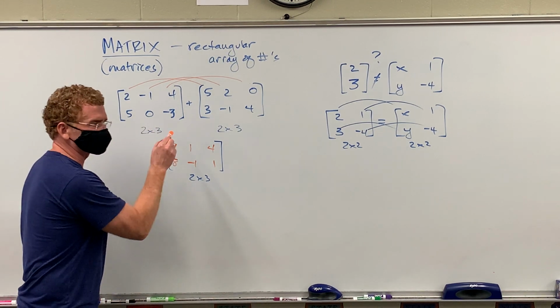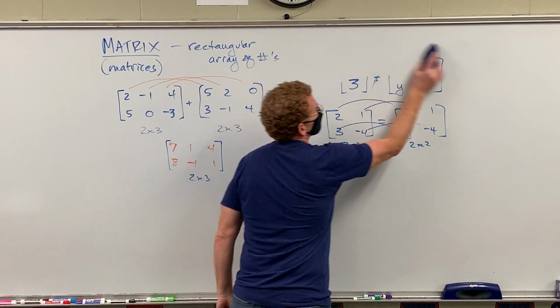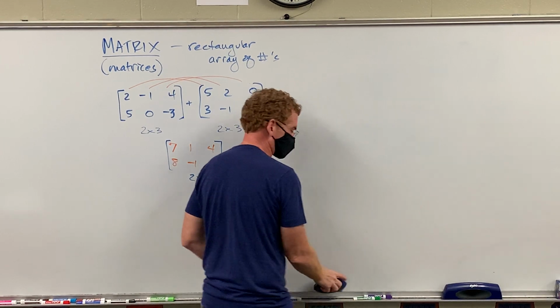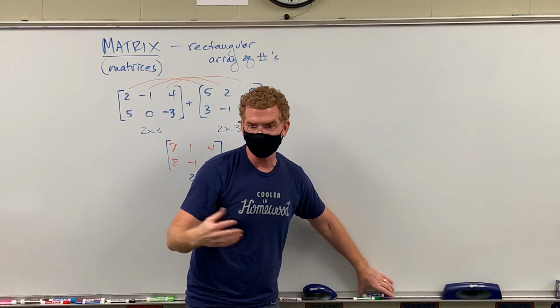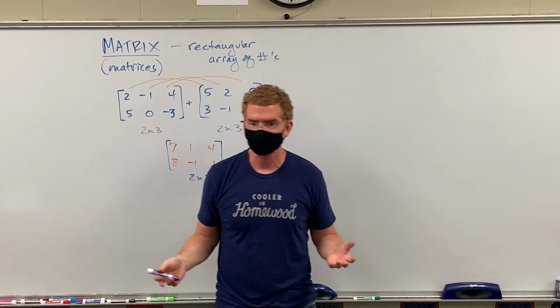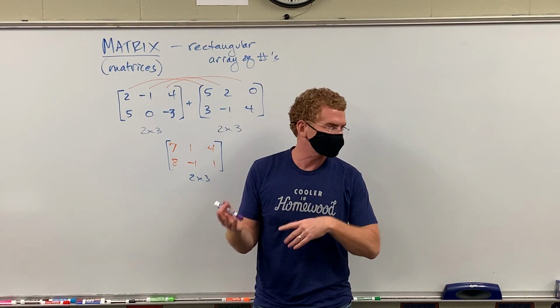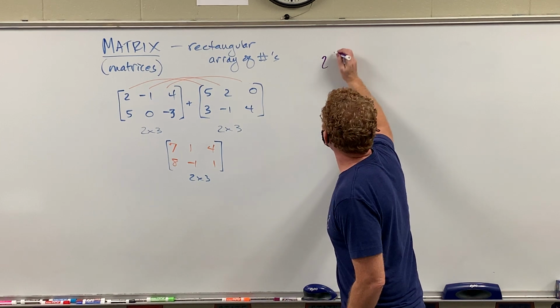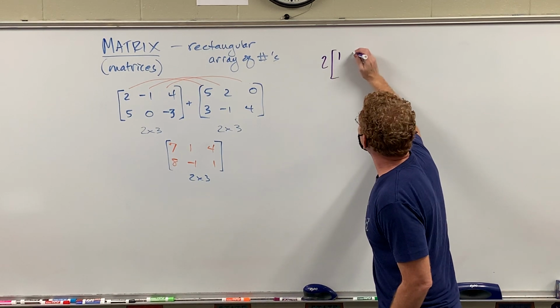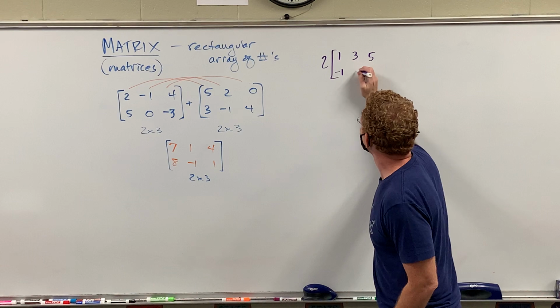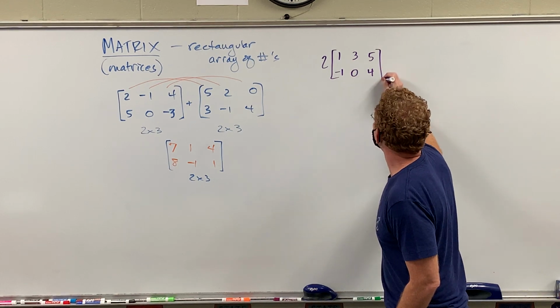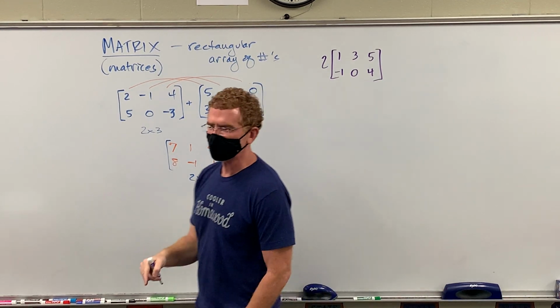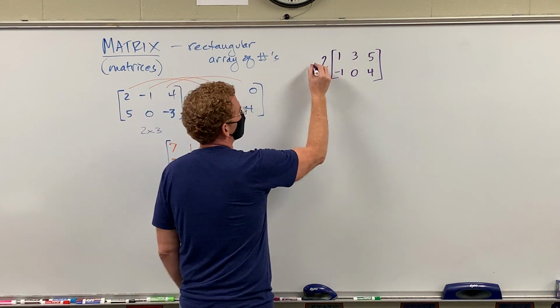Now, the way I can make this uglier is to start throwing scalars in there. And remember, a scalar is just a number that's what? On the outside or not in a matrix. So if I throw a scalar in there like 2 times, and then I give you, what would you do with a 2? Or let's make it interesting. What would you do with a -2?